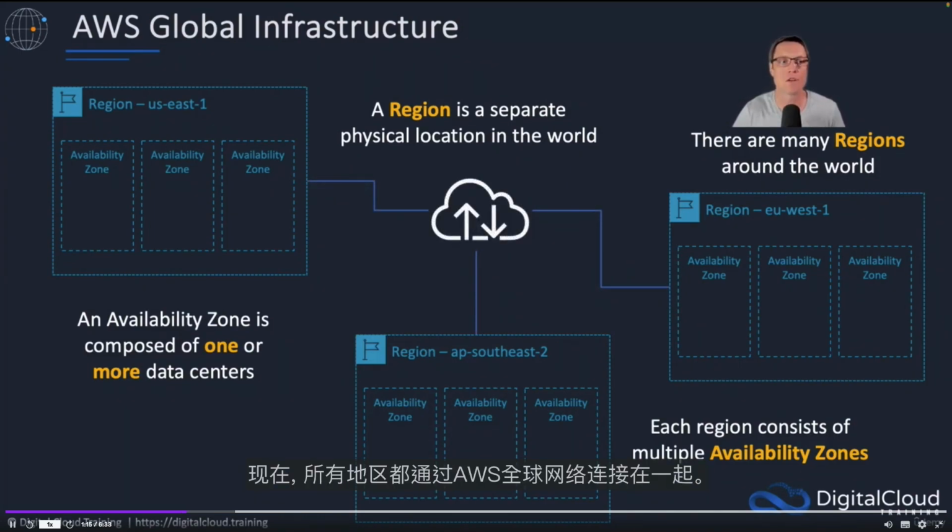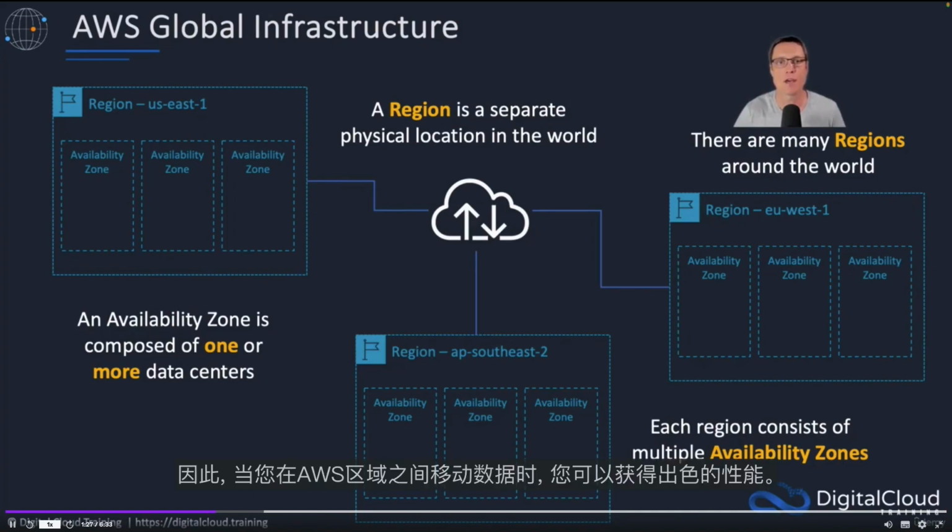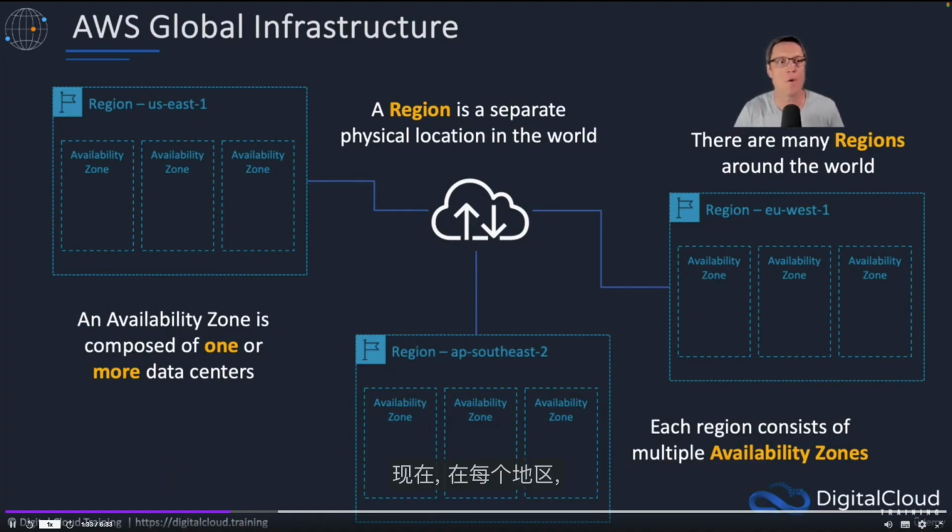Now, all of the regions are connected around the world by AWS Global Network. That's a network that's managed by AWS. They make sure that there's plenty of bandwidth and they manage the latency, so you get great performance when you're moving data between AWS regions. Now, within each region as well, there's lots of networking capability that's always redundant.